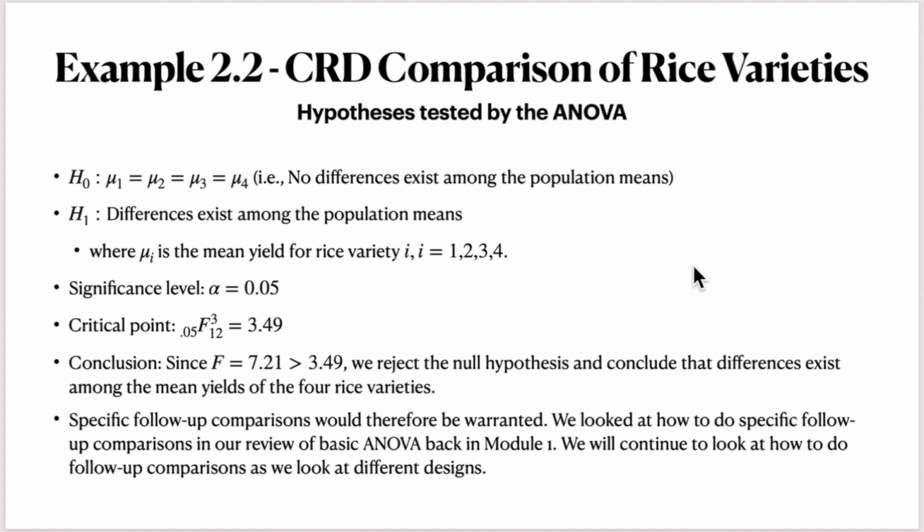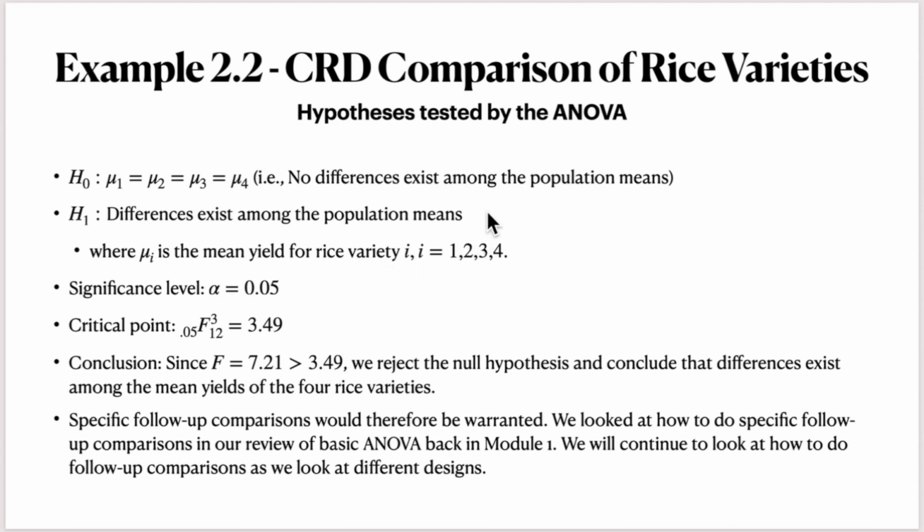The hypotheses tested by the ANOVA, just as a reminder: the null hypothesis is that there are no differences among the population means, in this case the means of the rice varieties. We denote that using the notation this way, mu1 equal to mu2 equal to mu3 equal to mu4, where mu sub i is the mean yield for rice variety i.